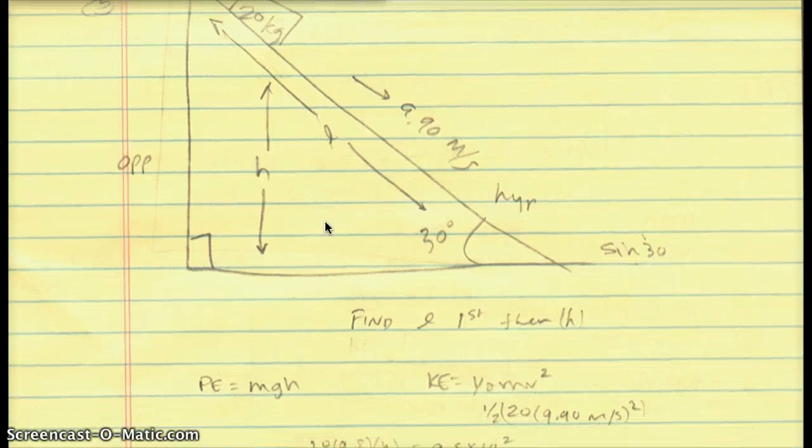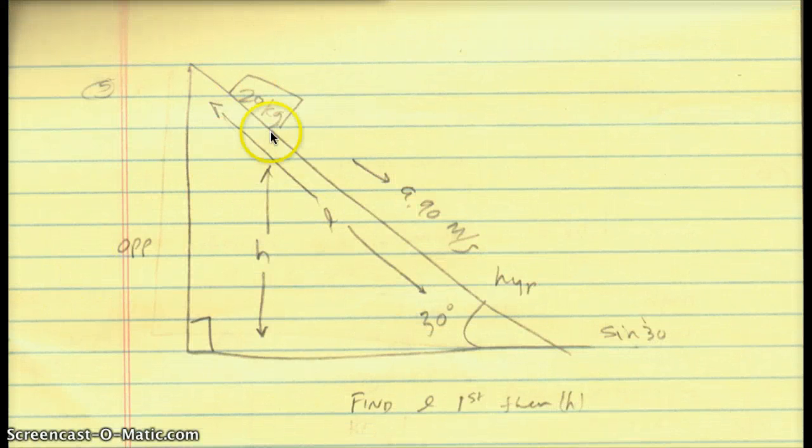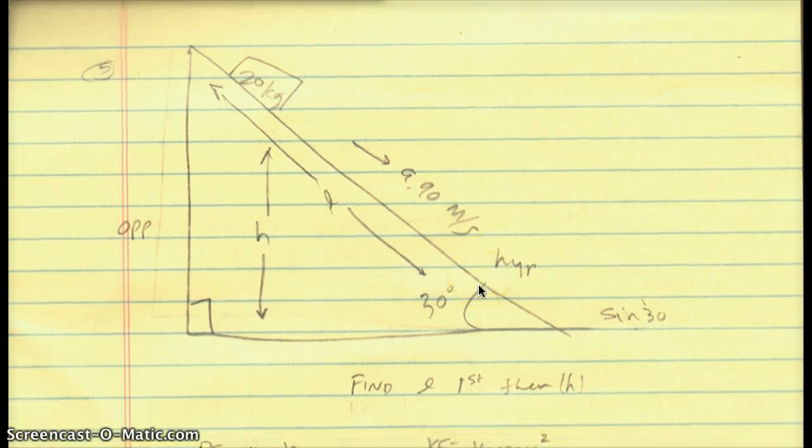To get started, we need to identify our factors, which we've already done. We need to know that this is a 30-degree angle. Since this is a right triangle, this is our hypotenuse, this is your opposite side, this is your adjacent side, this is your height, and this is your length. We need to know that this is a 20-kilogram object going down the incline with a speed of 9.9 meters per second.